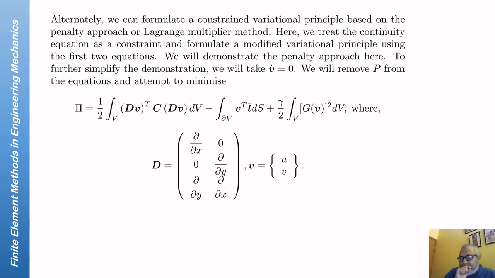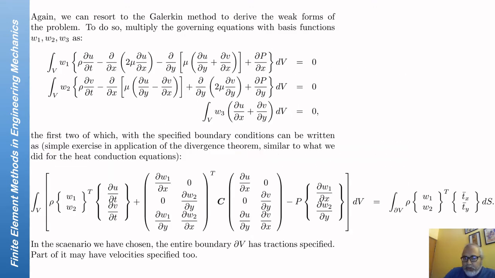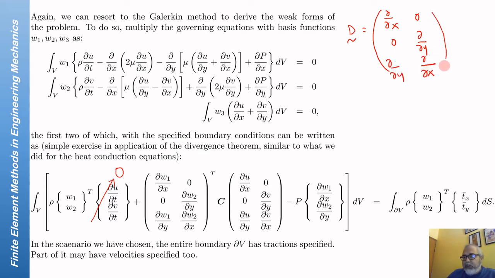So we'll look at it as a constrained problem, and we'll again go back to our variational principle that we have derived. For simplicity, we will make the further assumption that the velocities are not strong functions of time. So this term can be dropped out. This term can be dropped out, let's say. And then this term, as we have already written it in terms of an operator, we can write it as del del x 0, 0 del del y and del del y del del x. So this is an operator.